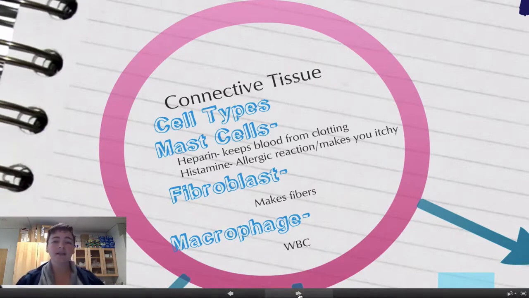A fibroblast is a cell that makes fibers, and a macrophage is a white blood cell that roams the body.